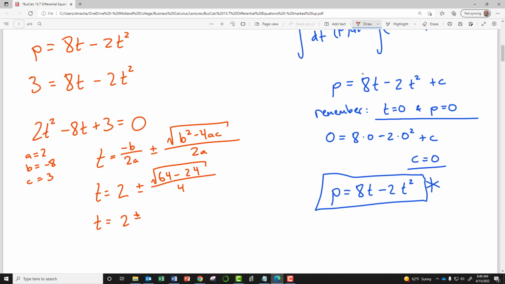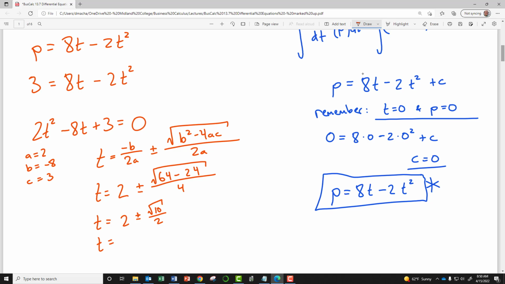So in the end, 64 minus 24 is 40, so I'm talking about square root 40 over 4. Square root of 40 is like 2 square root 10, and so I could write this as square root 10 over 2. And that means my two solutions to this quadratic equation would be 2 plus square root 10 over 2 and 2 minus square root 10 over 2.